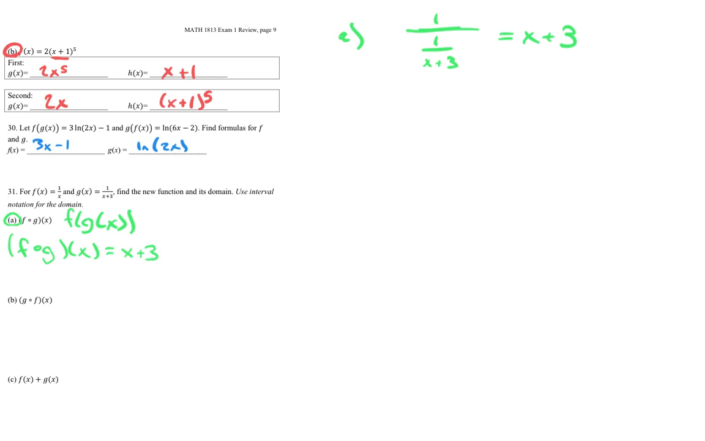And the domain of this, well, there's nothing that's really going to give us a does not exist. So our domain is negative infinity to positive infinity. Okay.